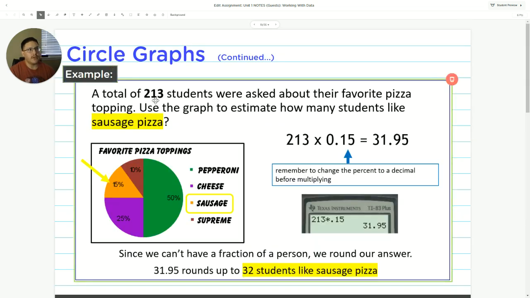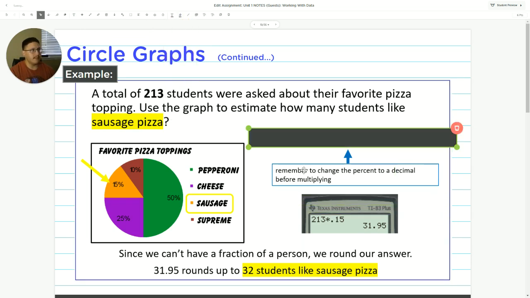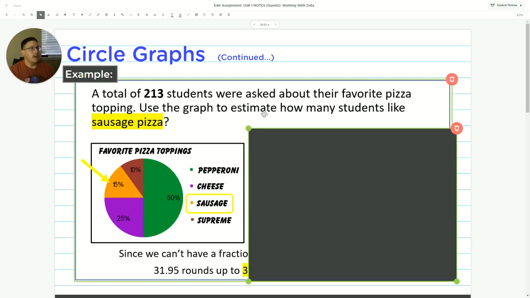For this example, a total of 213 students were asked about their favorite pizza topping. Use the graph to estimate how many students like sausage pizza. I'm going to cover some of these things up and reveal them as we go. So first thing we're going to look at is sausage pizza. What is the percentage that picked sausage pizza in this survey? We can see that from this survey, 15% decided on sausage pizza as their favorite pizza.